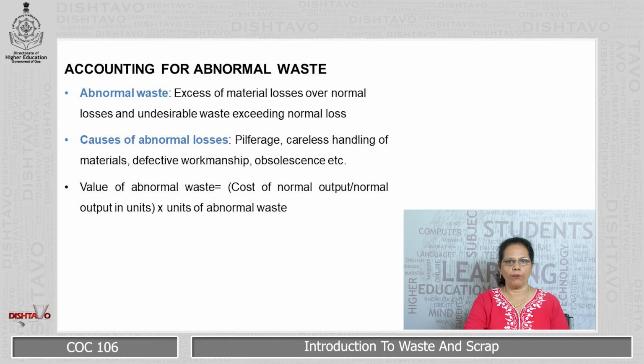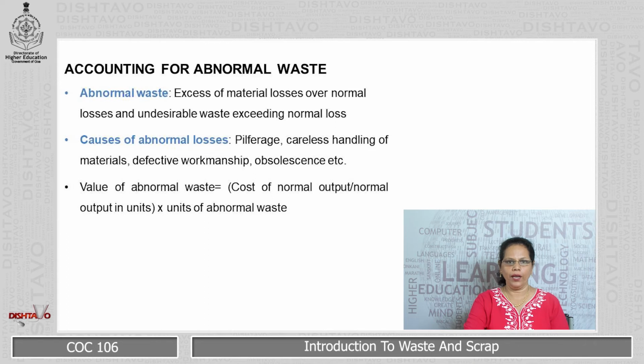Accounting for abnormal waste. What do you mean by abnormal waste? Abnormal waste is excess of material losses over normal losses, and undesirable waste exceeding normal loss. Causes of abnormal losses are pilferage, careless handling of materials, defective workmanship, obsolescence, etc.